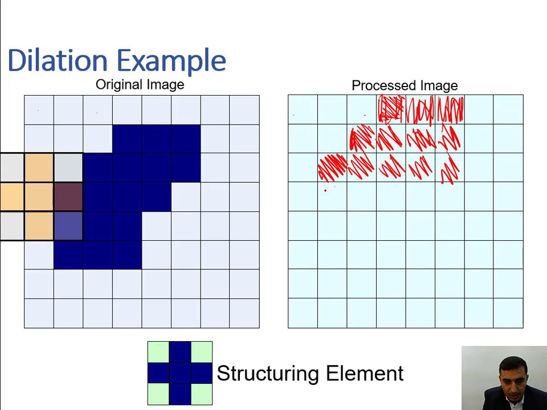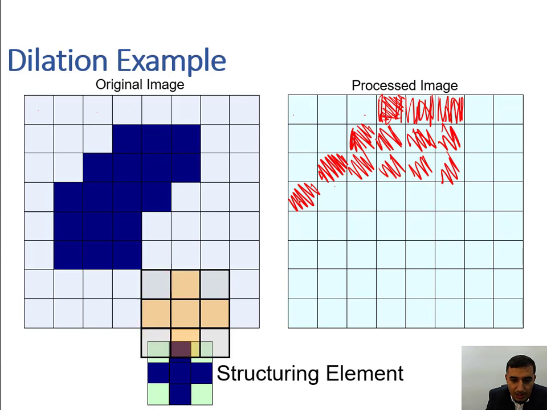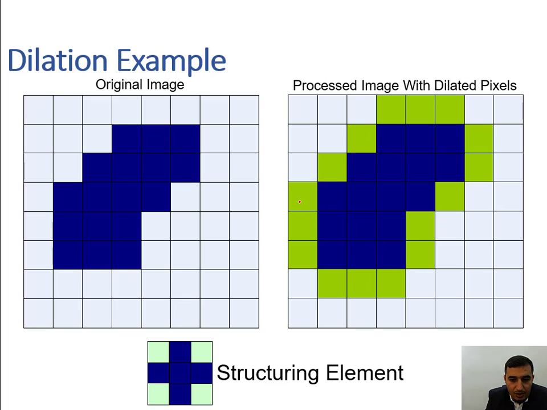Then pixel 1. So if we continue on this stage, as you can see here, step by step we dilate the pixels, we end up with this image where the green ones are the dilated pixels which will be included in our original image. So the blue is the original, the green ones are the processed pixels which will be included in our actual image.